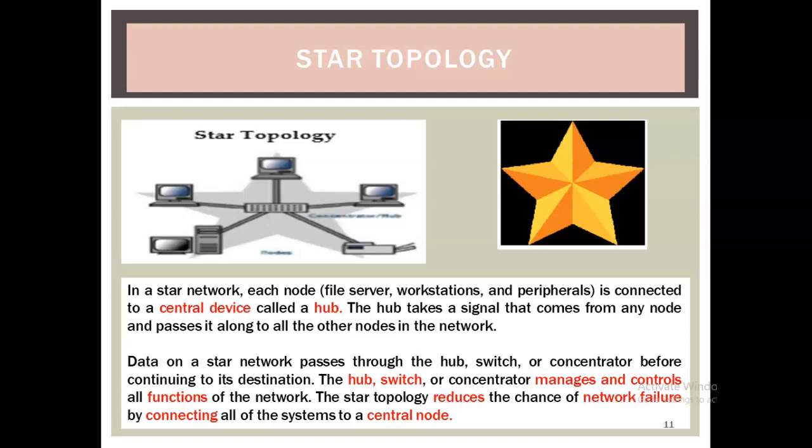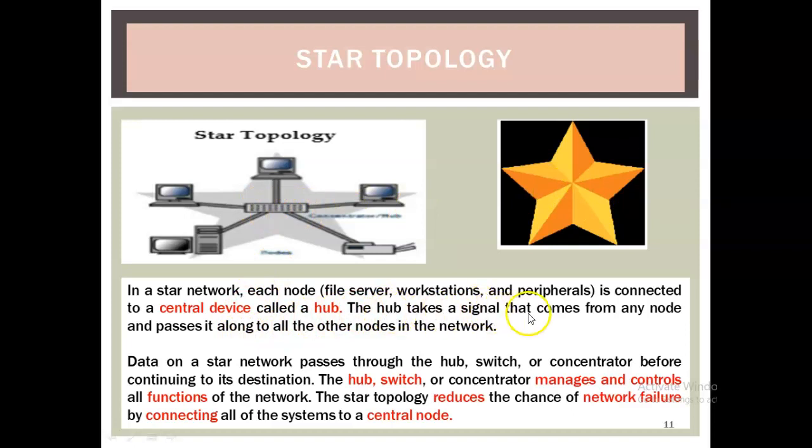Star topology is the third type of topology we want to discuss today. We will take our mind back to the simple structure we see every day at night, especially the star. You might have seen the star, how it looks like. It's five-sided and has a center point. In star topology, all the servers, workstations, and peripherals are connected to a central device called the hub. So at the central point, you have the hub.